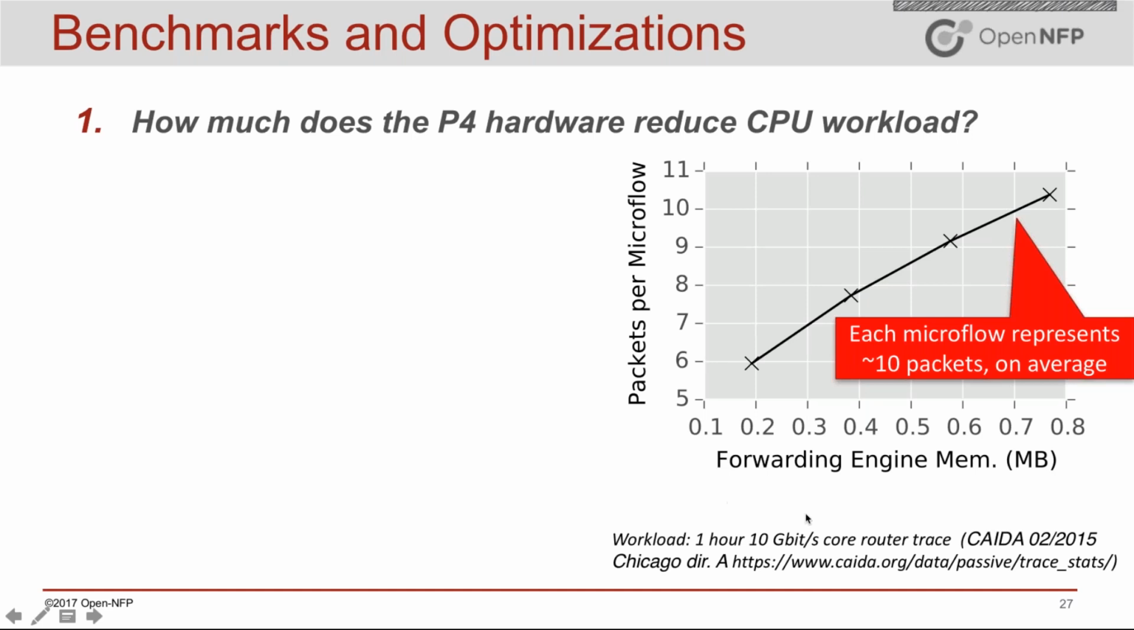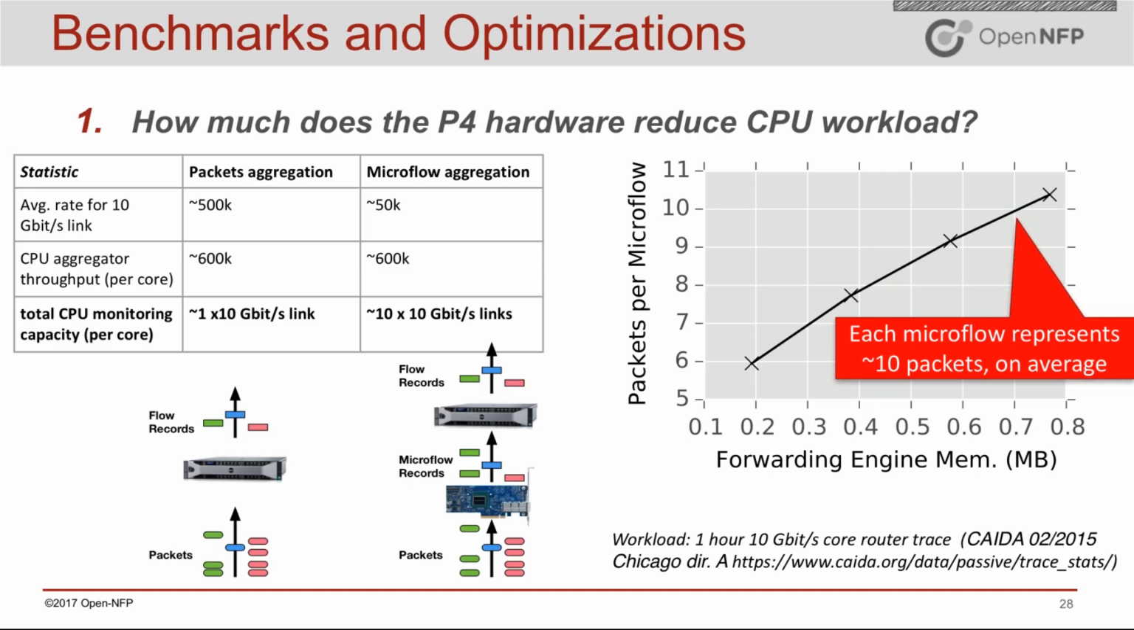And so we see that for a 10 gigabit link, on average, using about 1 megabyte of memory on the SmartNIC forwarding engine, we can aggregate about 10 packets into each microflow. And so that corresponds to a workload reduction of approximately a factor of 10 for the CPU. Because basically, it's doing the same thing that it would do if it was processing each packet individually, right? It gets a piece of data in and it updates some features, except now instead of operating on packets, it's operating on these microflow records, and there are about 1/10 as many microflow records.